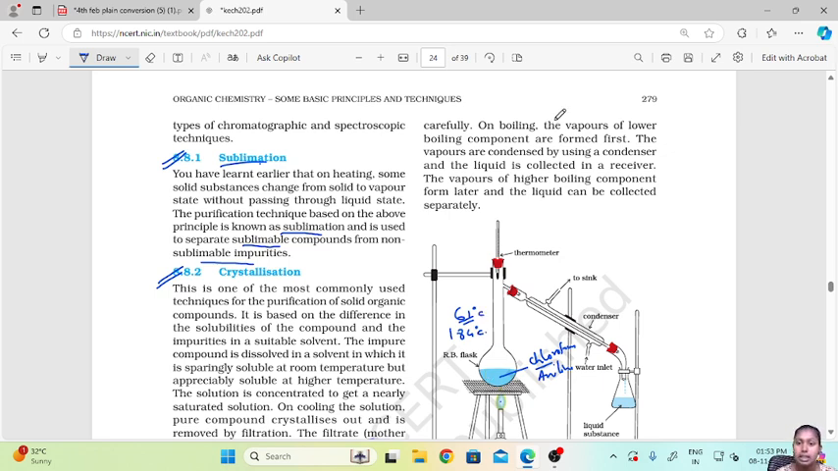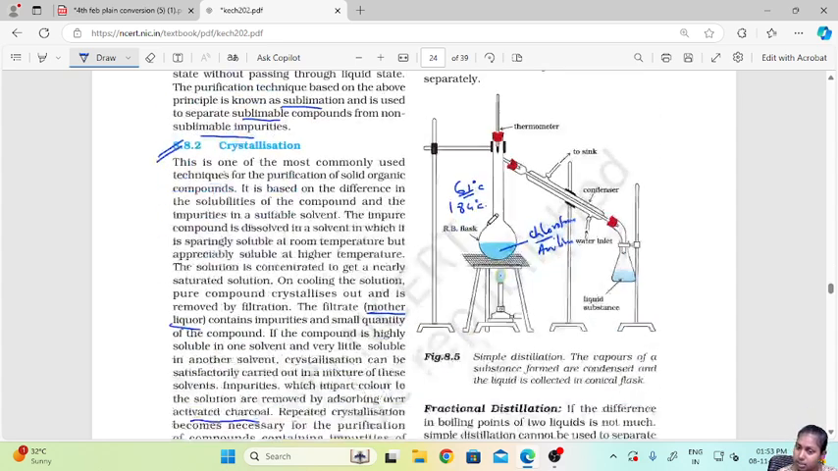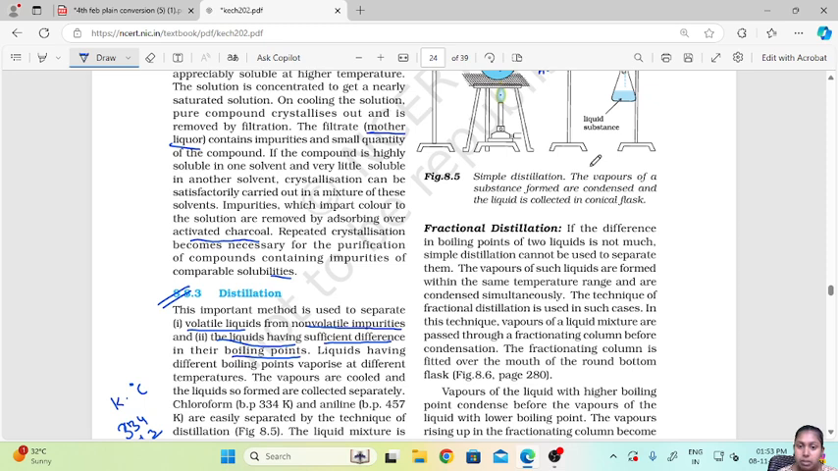Now the vapors are condensed by using a condenser and the liquid is collected in a receiver. So this is a condenser and this is a receiver. Now water inlet and water outlet. So you have to connect the condenser to a continuous water supply. So the cold water will remain as it is and the hot water will be removed from this end. Okay. Now the vapors of the higher boiling component form later and the liquid can be collected separately. Okay, now this is the simple distillation unit.